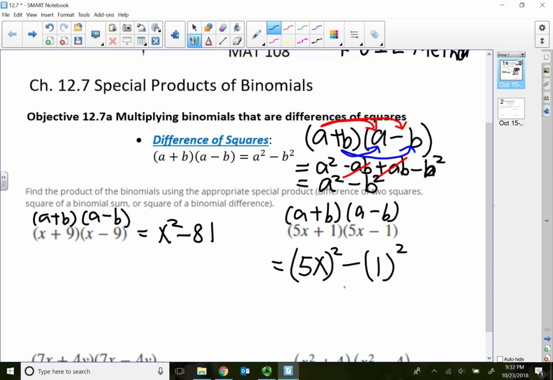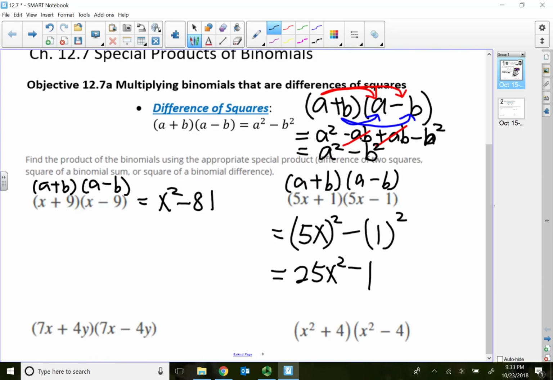The reason why I'm writing this all out is so we can see where the power rule that we learned in module 11.2 comes in. Here I have two different factors. 5 squared is 25. x squared is x squared. Minus 1 squared would just be 1. So my final answer will be 25x squared minus 1.